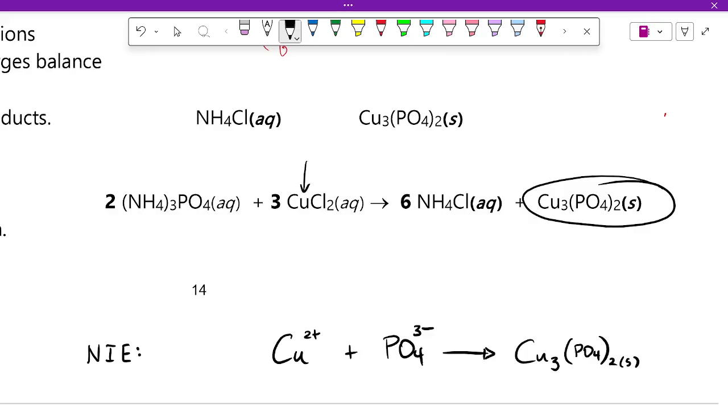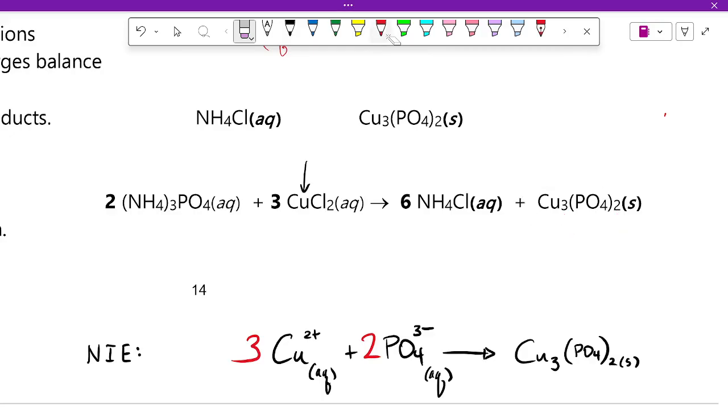We need our states. Aqueous. And we need our coefficients. What is the coefficient for copper? The coefficient for copper is 3. And the coefficient for phosphate is 2. Okay? So that's how you can go directly to the net ionic equation.